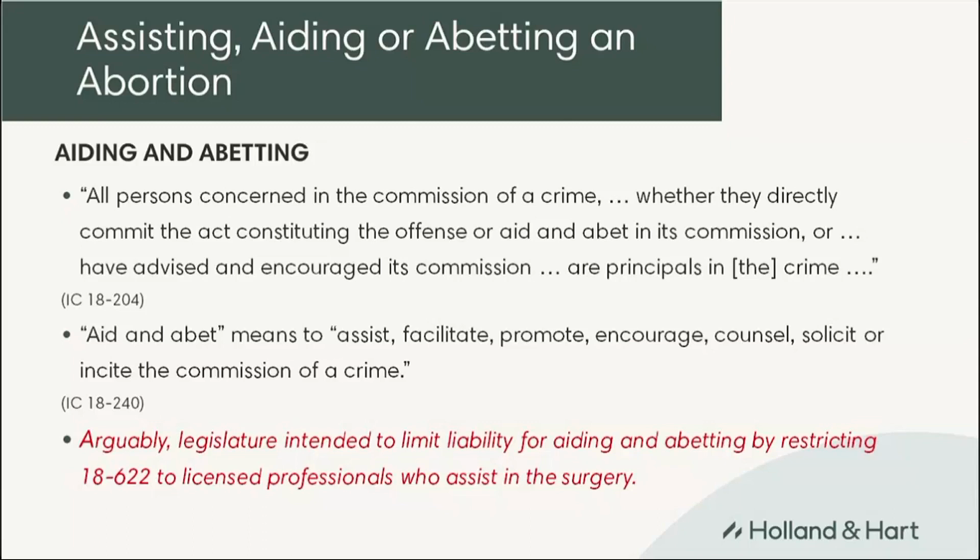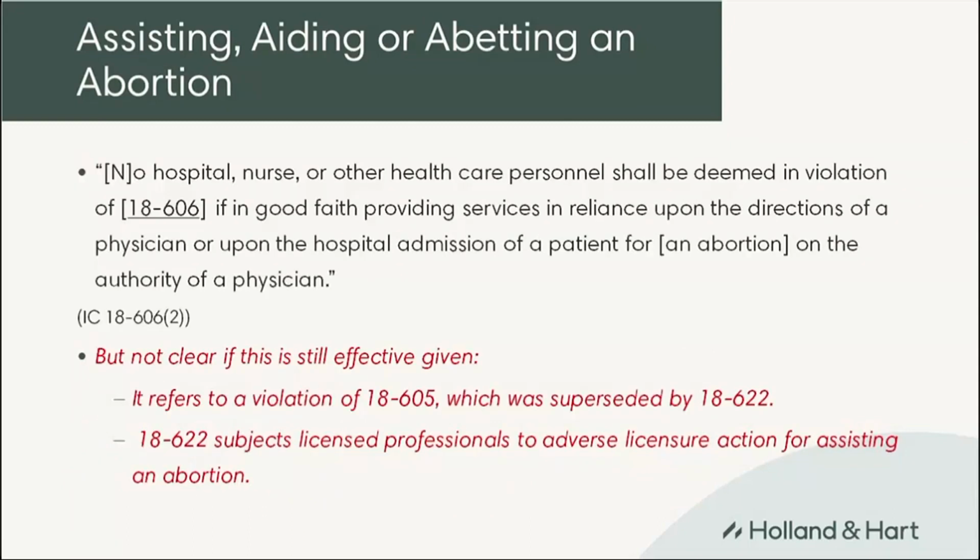Arguably, the legislature intended to limit the liability for aiding and abetting because that's what it did in its most recent pronouncement in 18-622. It specifically set the penalties, and the penalties are simply adverse licensure action. But we don't know exactly, the Supreme Court and others haven't addressed whether the aiding and abetting statute can be used or might be used as a basis for criminal prosecution. Again, that's another one of these areas that we're going to have to flesh out or wait for somebody to teach us.